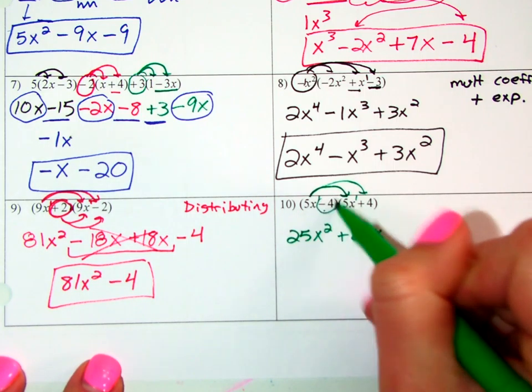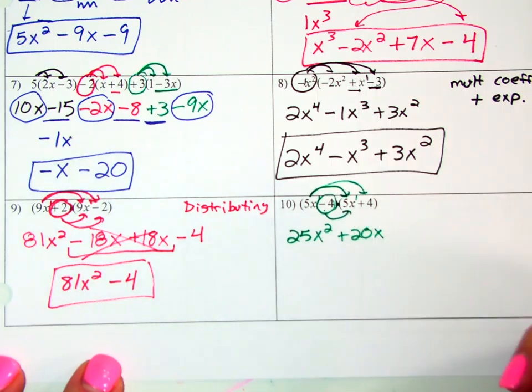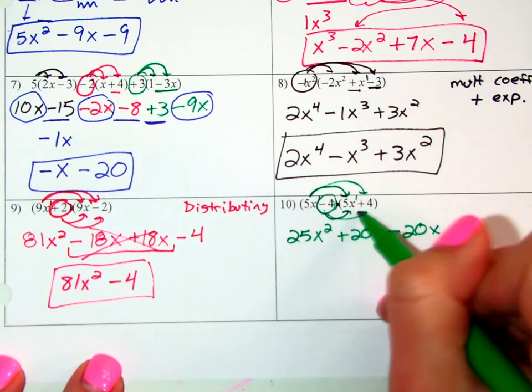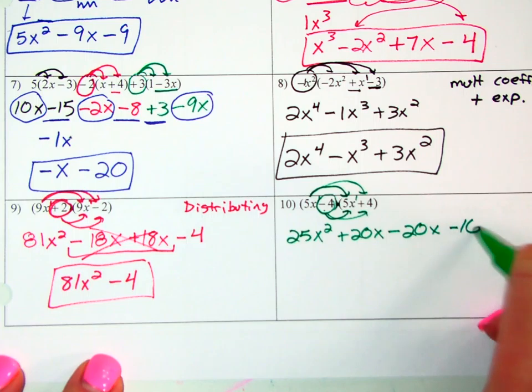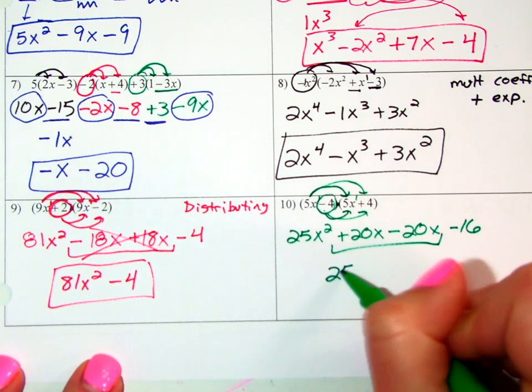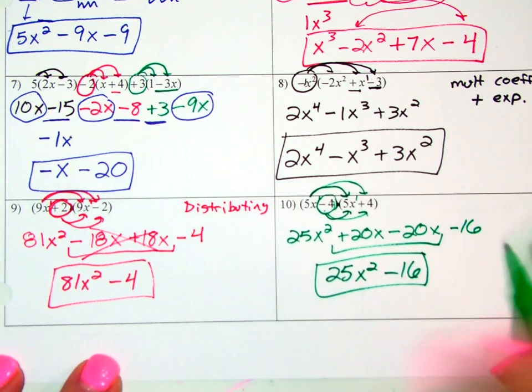Now again, this is a negative here, it's a minus sign, so be very careful. Negative 4 times 5 would be negative 20x, and negative 4 times positive 4 is negative 16. So now we can go ahead and combine our like terms in the middle, and we would have 25x squared minus 16 as our final answer.